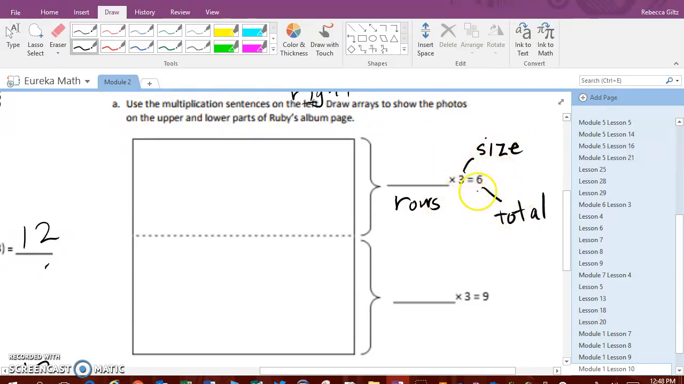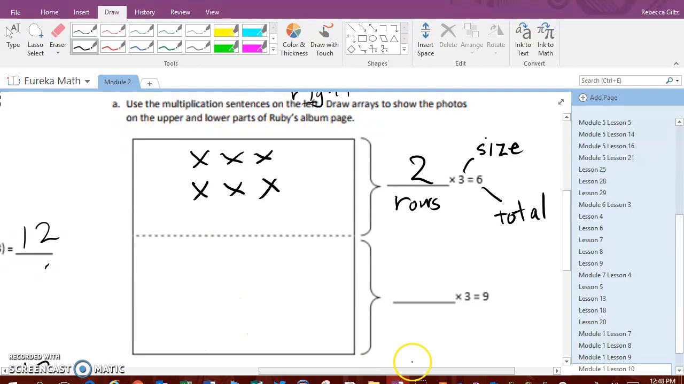So we need 6 total symbols in groups of 3. So let's start making groups of 3. Is that 6? No. Got to do another one. Is that 6? Yes. How many rows did we end up with? 1, 2. So our answer there is 2. Okay.